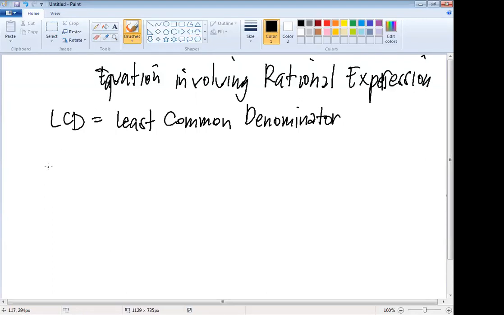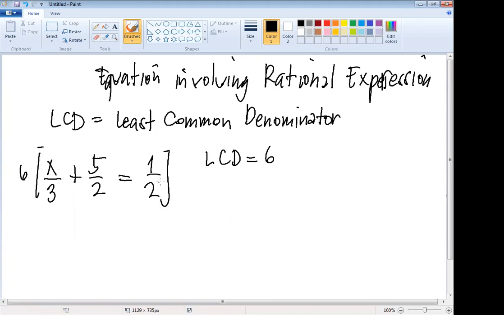So for example, we have x over 3 plus 5 over 2 equals 1 over 2. Here we have 3 and 2. So what is the least common denominator? We have 6, right? Therefore, our LCD is equal to 6. What you will do is multiply both sides by 6. Therefore, here we have 2x, here we have 15, and then we will have equal to positive 3.